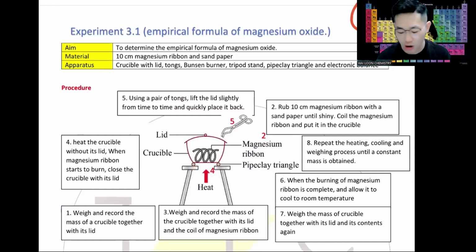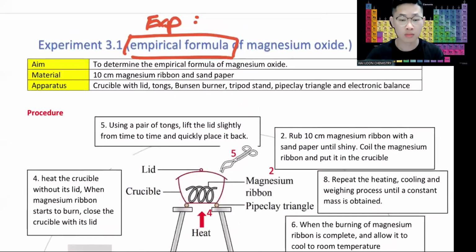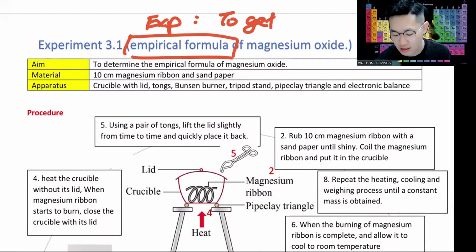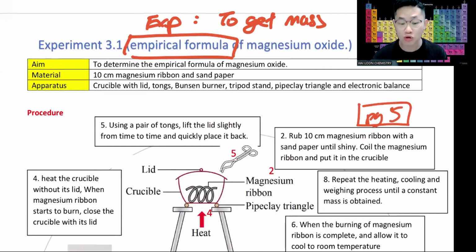Okay, guys, for all the empirical formula experiments, they only have one thing to do, which is to carry out the experiment to get the mass. This is the result they want. They want to find out the mass of each substance so that they will be able to calculate the empirical formula. Okay, so to get the mass of what?